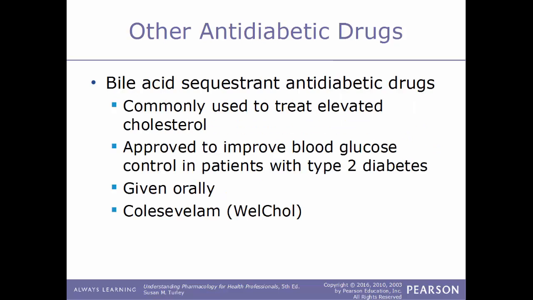The other type of anti-diabetic drugs are the bile acid sequestrant drugs. These are commonly used to treat elevated levels of cholesterol in the blood. These have also been approved to help improve blood glucose control in patients that have type 2 diabetes. And this type of drug would be given orally. An example of this kind of drug would be colesevelam, which is sold under the trade name Welchol.